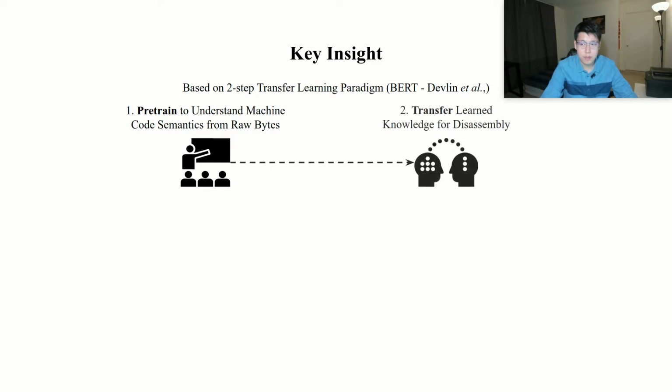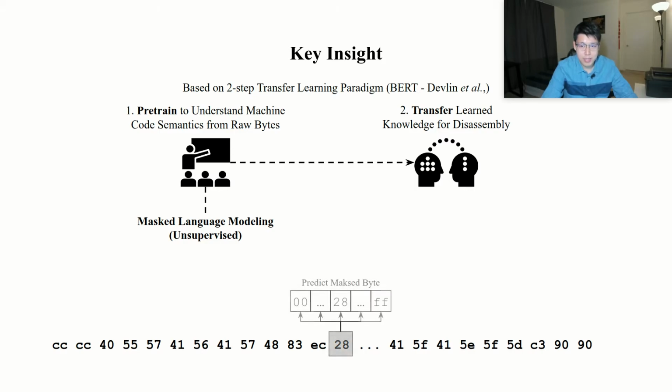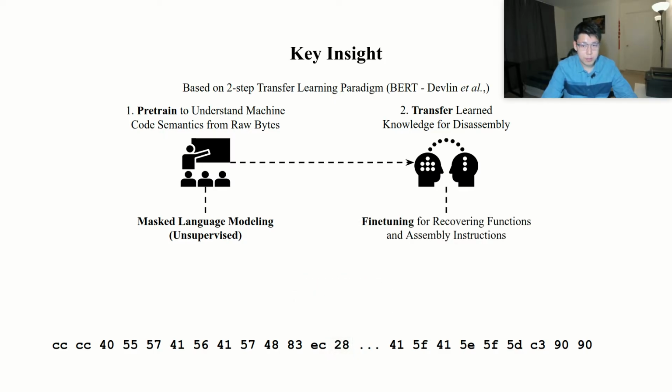Intuitively, we first teach our model to read and gain a basic understanding of machine code, and then transfer the learned knowledge to solve a disassembly task. Specifically, consider the following sequence of bytes. In the first stage, we pre-train our model using masked language modeling to teach it the byte dependencies. The masked language modeling task asks the model to predict randomly masked bytes, which requires the model to produce missing bytes given the context. In the second stage, we fine-tune our model to leverage its learned knowledge of byte dependencies to solve a specific disassembly task, such as predicting function start and function end.